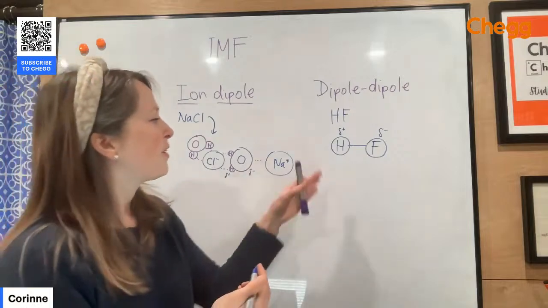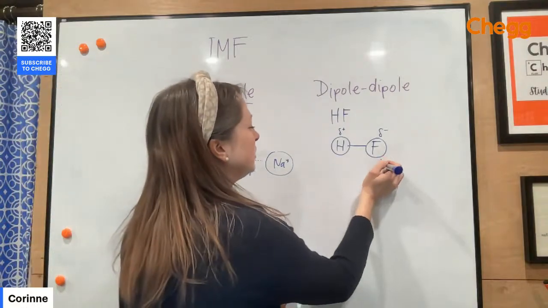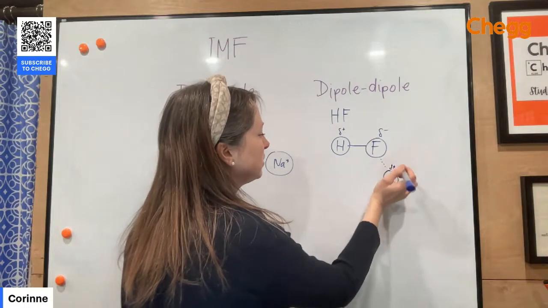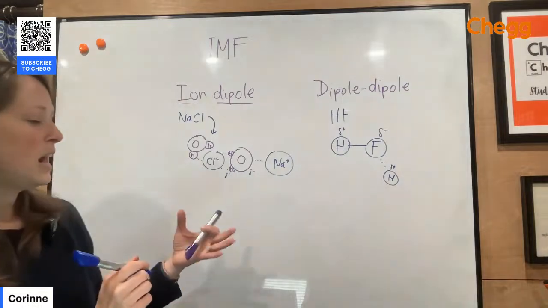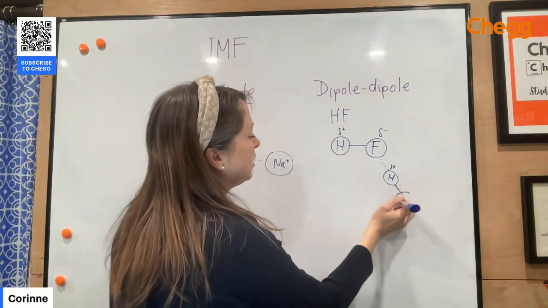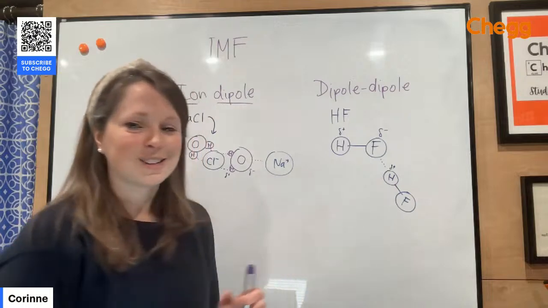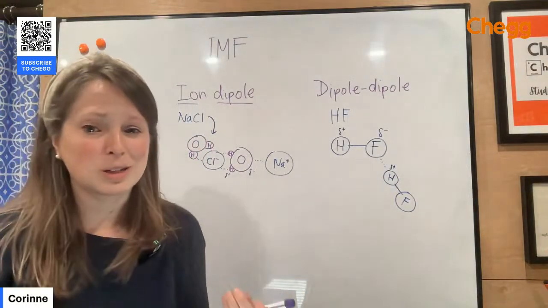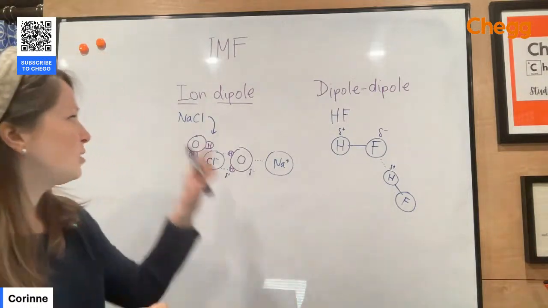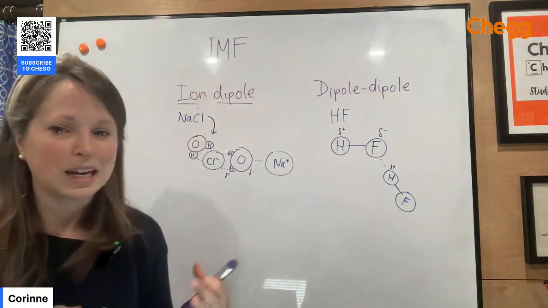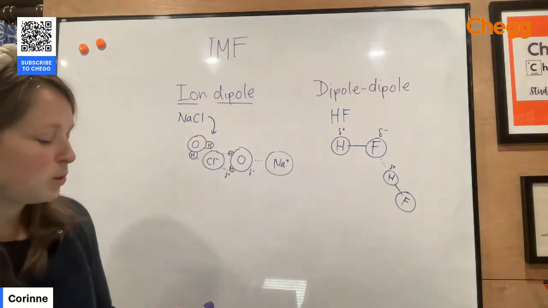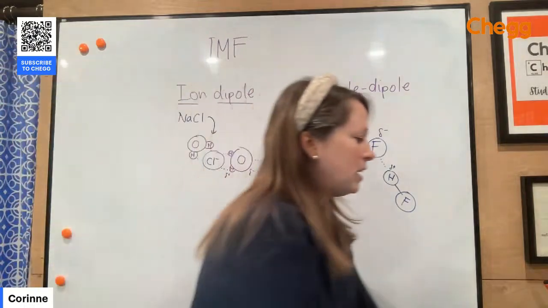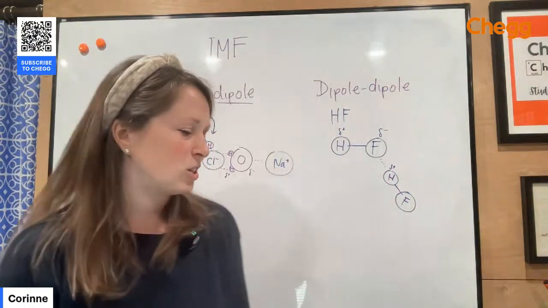So what happens is if I have a bunch of HF, right? I'm going to have a bunch of portions where I have that positively charged hydrogen and that negatively charged fluorine. So we're just going to have this network developing between all of those. And this is actually an example of a hydrogen bond. But basically, dipole-dipole interactions are just interactions between polar molecules. All right, so ion dipole, I'm dissolving something ionic in a polar solvent. Dipole-dipole, I am looking at polar molecules. And the more polar the molecule, the stronger those interactions are going to be.